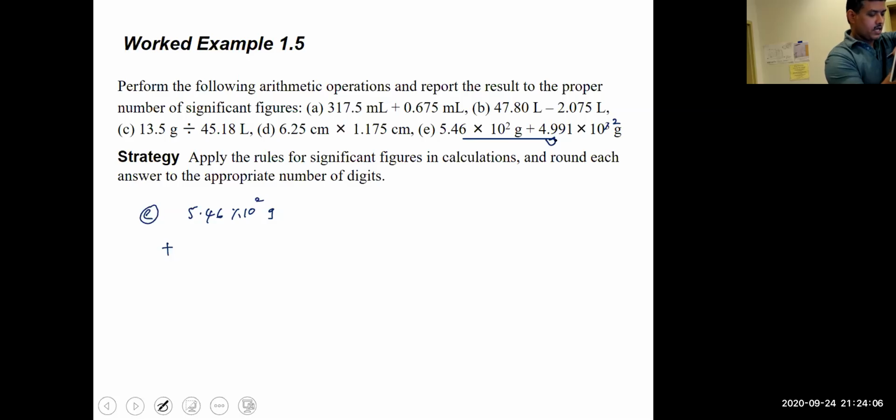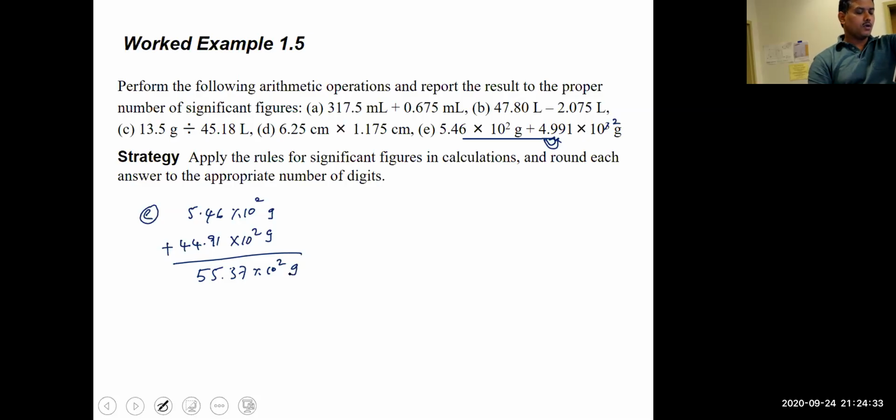So I want to say I have 4.91 times 10 to the power of 2. So I change the exponent from 3 to 2 here. That's why I moved the decimal place by one place here. Okay, so if I do the math, I will have the number 55.37 times 10 to the power of -2 grams.